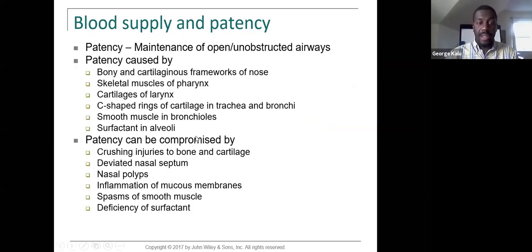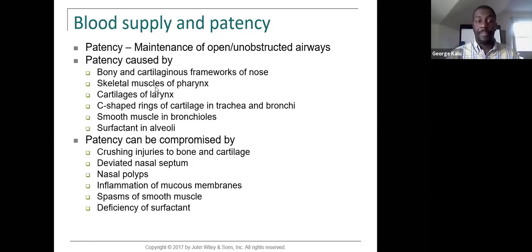Now there's a term that we use when we're looking at the lungs called patency. What patency means is the ability of a particular part of your airways to remain open or unobstructed. The openness of our airways refers to our patency. We have patency in different areas of our respiratory system. The bony and cartilaginous parts of the nose help keep the airways open, and that contributes to some of the patency there.